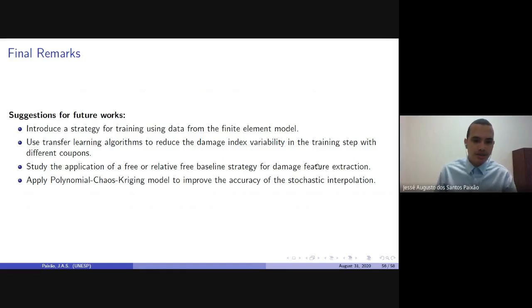And the last suggestion is to apply a polynomial chaos Kriging model, which is a more powerful stochastic model to improve the accuracy of the stochastic interpolation.